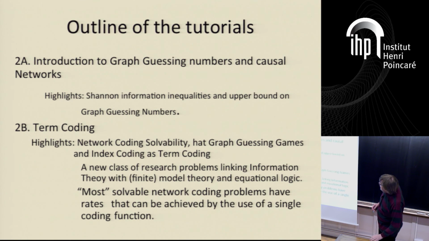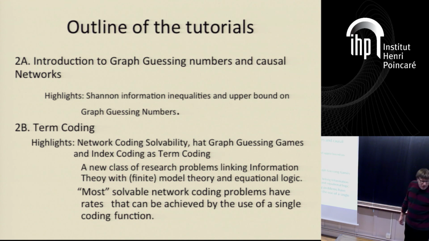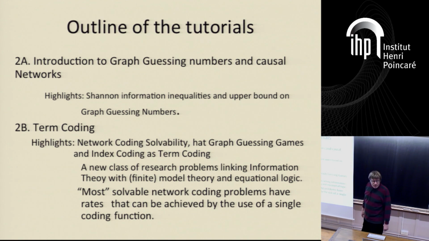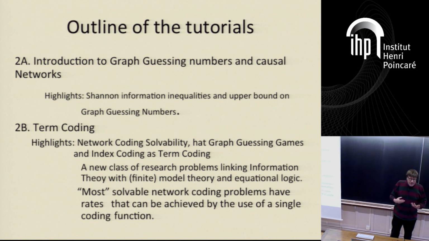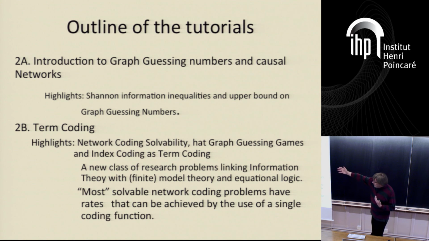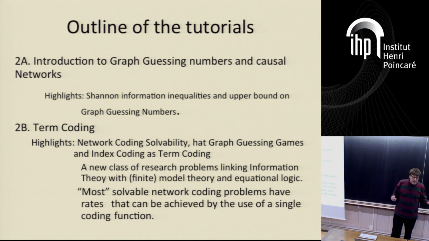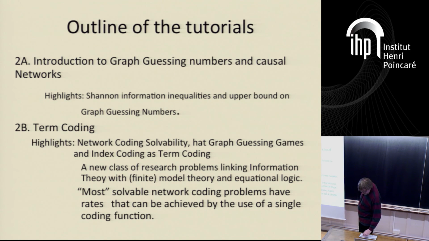Then in part 2a, I will talk about these graph guessing numbers I also spoke about in Hong Kong, but I will link them up to causal networks also. The highlights here are examples of graphs, of course I will give you the definitions later, that directly illustrate some shortcomings of Shannon's information inequalities. In order to give good upper bounds, I need to use non-Shannon information inequalities. And there are interesting open questions related to that problem.